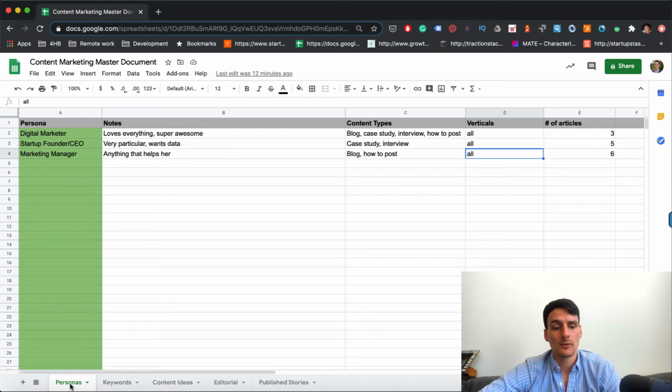So if you look down at the bottom, there are 5 key panes in this Excel document: personas, keywords, content ideas, editorial, and published stories. You can think about these linearly. So we're going to do personas first, then identify our keywords, then content ideas from that. Then we're going to identify when we're going to publish those things, and then keep track of the published stories. So this is linear, okay?